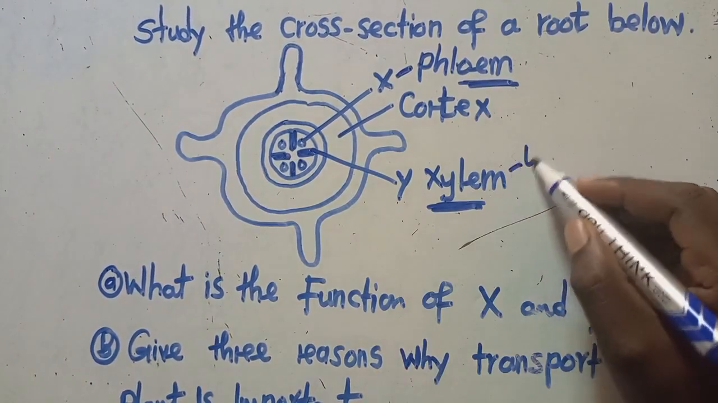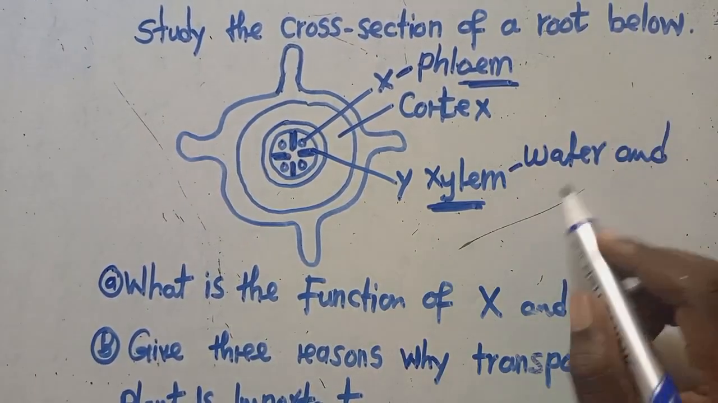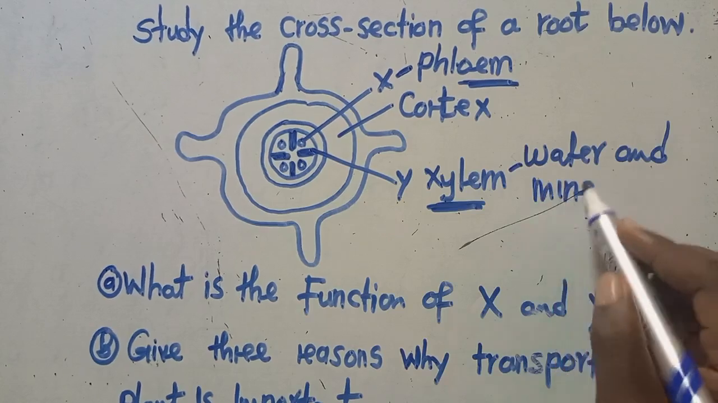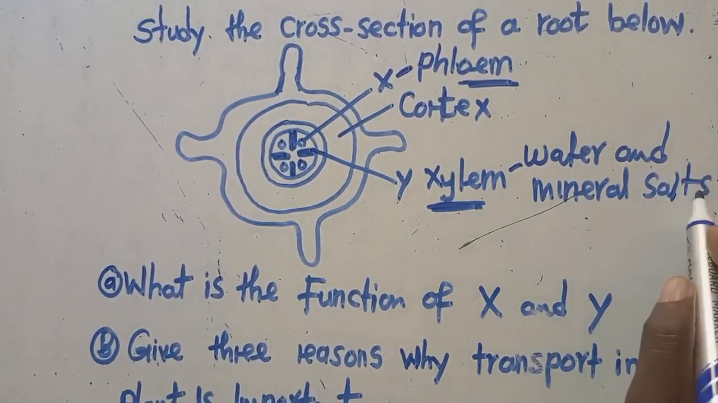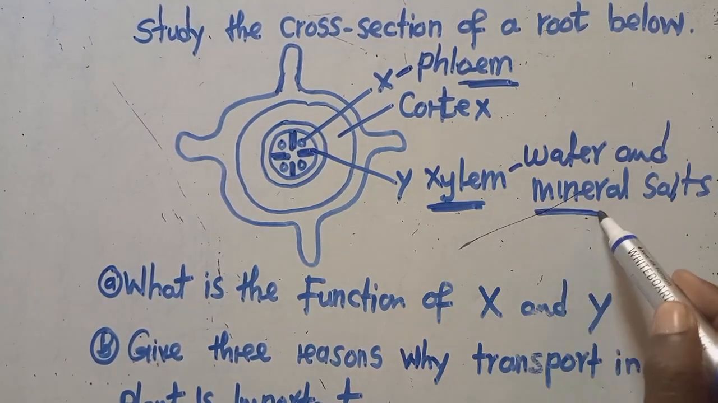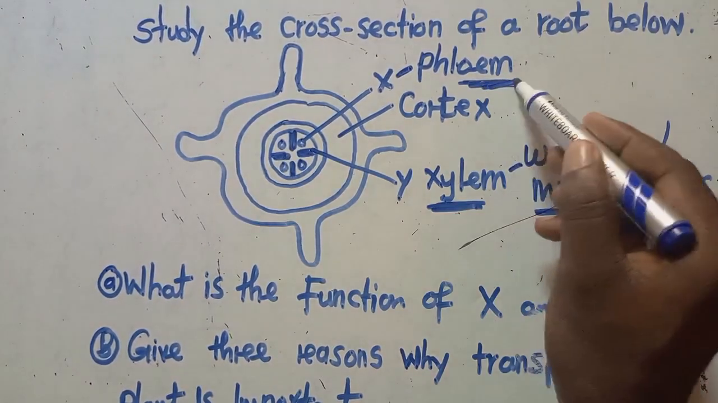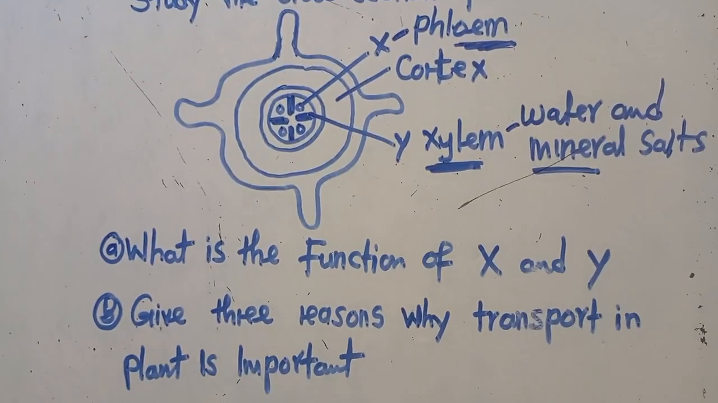The function of the xylem is to transport water and mineral salts from the roots to the parts of the plant. This one is coming from the roots to the parts of the plant, while the phloem is from the leaves to the parts of the plant. I hope you've seen the difference between xylem cells and phloem cells.